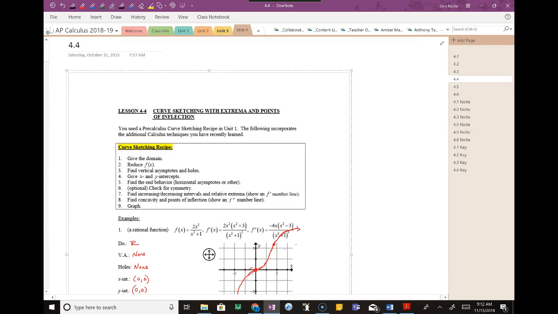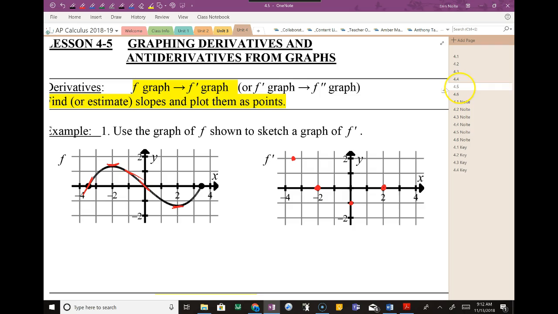Okay, but we know that this has some curvature to it. So if I connect these dots, we can say that the first derivative looks like what? A parabola. Now does it make sense to you that that would be the case?